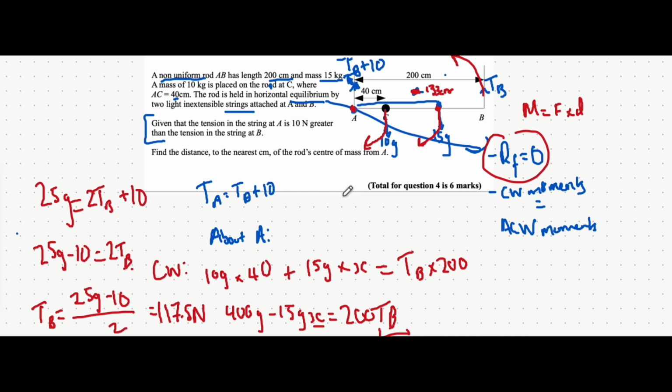Pretty difficult question, but just as a rule of thumb, whenever an object is in equilibrium, its resultant force is 0 and its clockwise moments are balanced by its anti-clockwise moments.